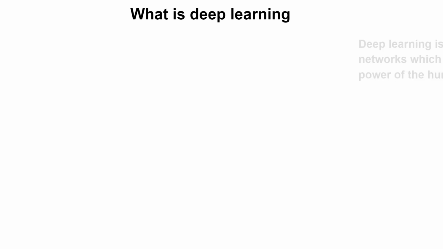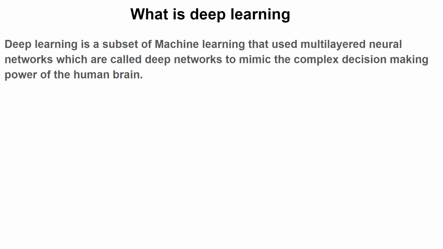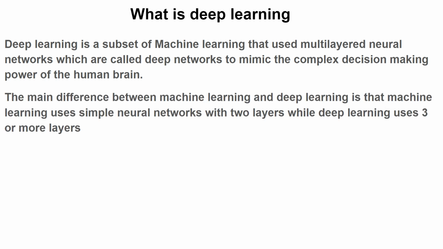Now for what is deep learning. Deep learning is a subset of machine learning that uses multi-layered neural networks, which are called deep networks, to mimic the complex decision-making power of the human brain. The main difference between machine learning and deep learning is that machine learning uses simple neural networks with two layers, while deep learning uses three or more layers.